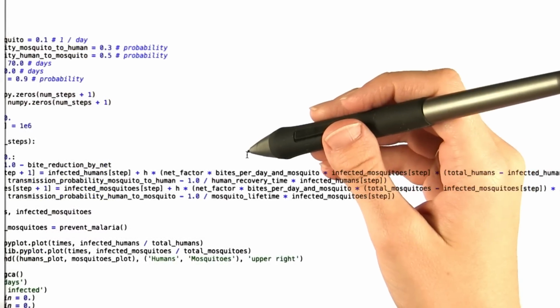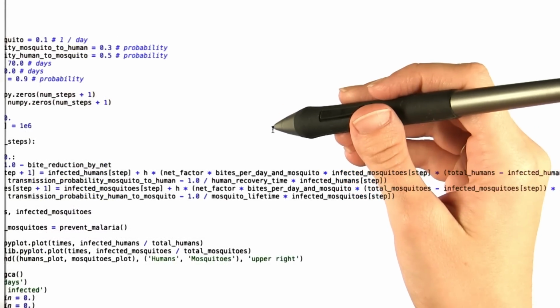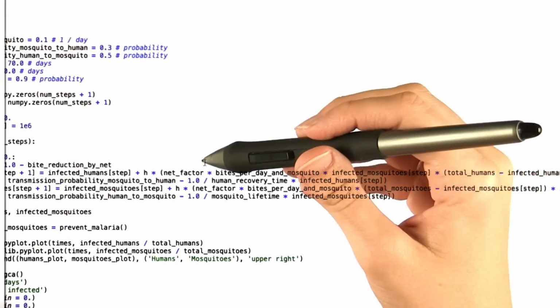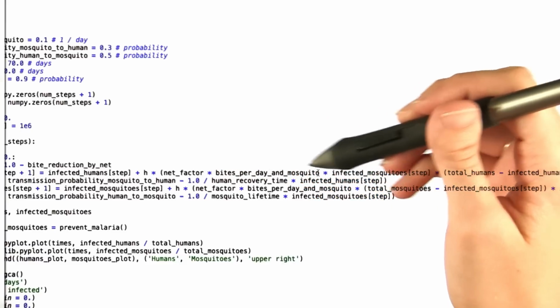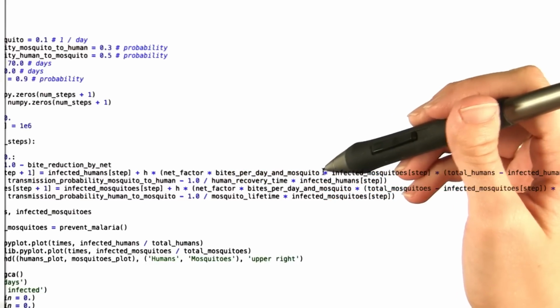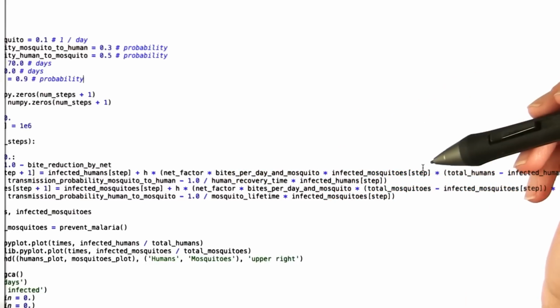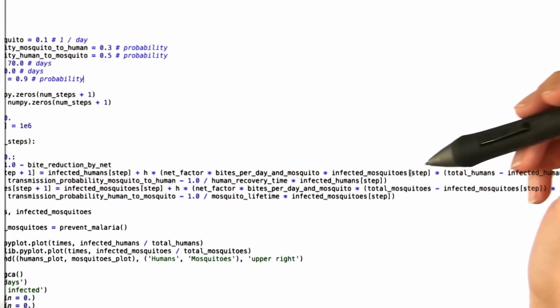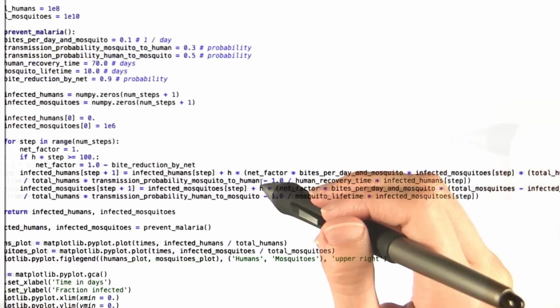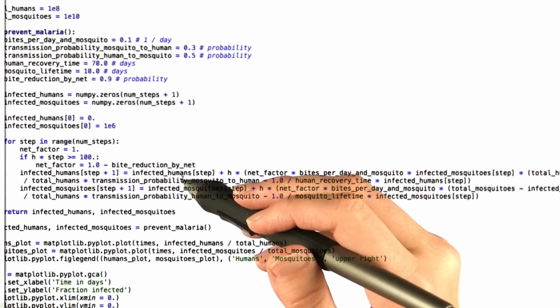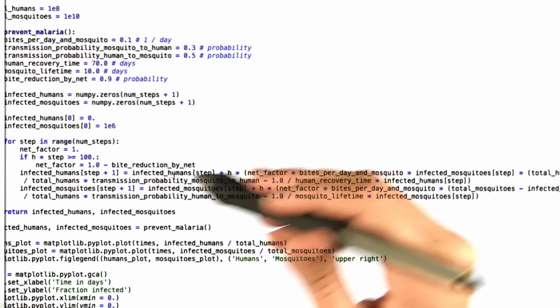Let's first think about the term that's being added to the number of infected humans. We take the probability of a person being bitten, which is net factor, times the number of bites per day and per mosquito that a person gets. Also multiply that by the number of infected mosquitoes, and then we multiply this by the fraction of the total human population that is still susceptible. Also multiply this by the probability of a mosquito transmitting malaria to a human.